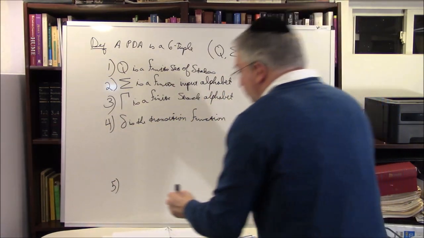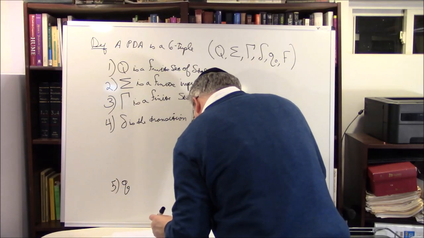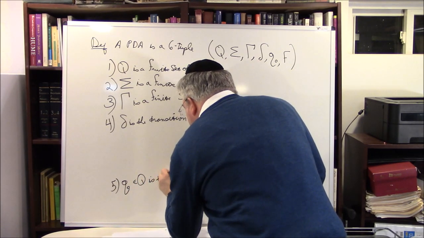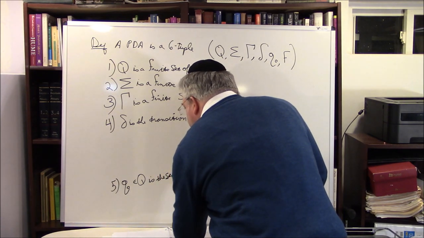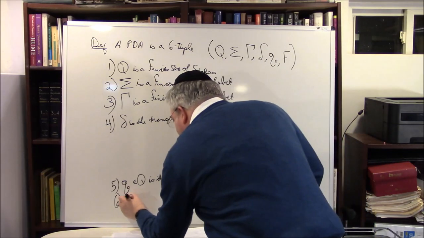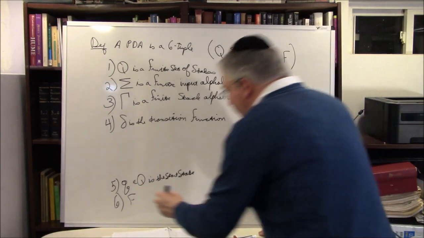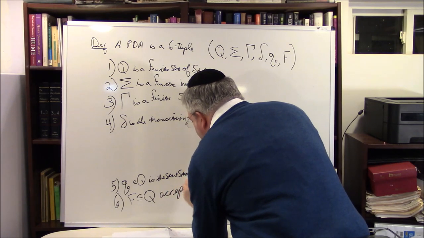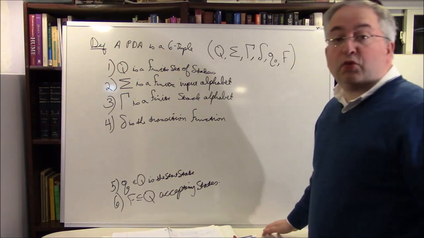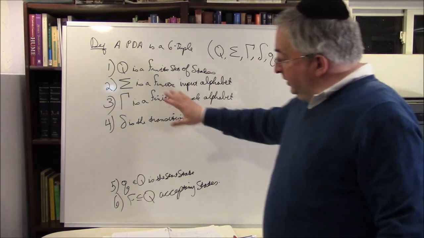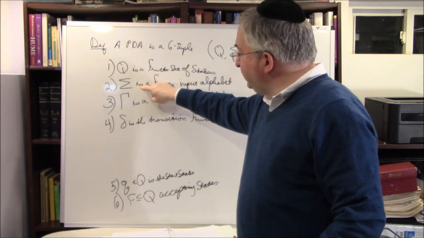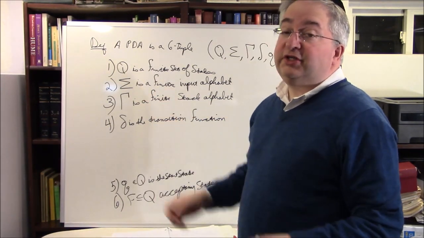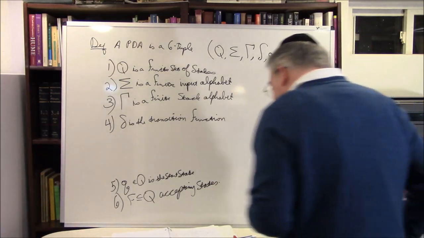Five, what's five? Q0 is the starting state. It's a member of Q, the start state. And finally, six, it's F, those are the accepting states. And again, there could be more than one accepting state. So notice, this we had before, this we had before, this we had before, this we had before. This is a new thing: what to put on the stack, and how the transition function is going to be similar but not the same.